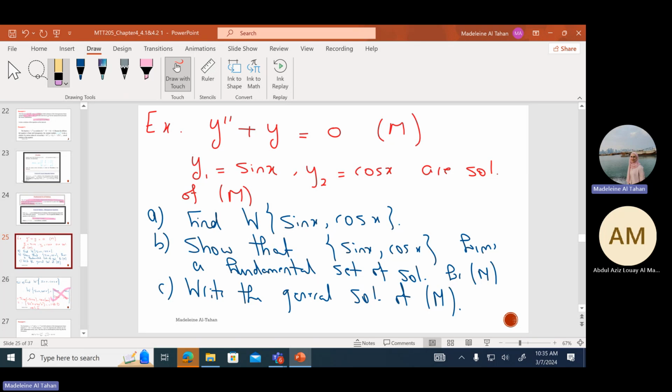Now part B, they are asking us to show that sin x and cos x form a fundamental set of solutions. How many solutions do we have here? 2. What's the order of this equation? 2. Are they dependent or independent? Independent. So we have 2 independent solutions plus the order is 2, so fundamental or not? If the order is 3 and we got 2 independent, can we say that they are fundamental? We should have how many independent? 3. If the order is 100, how many independent should we have to consider it as fundamental? 100. Does it make sense, miss?